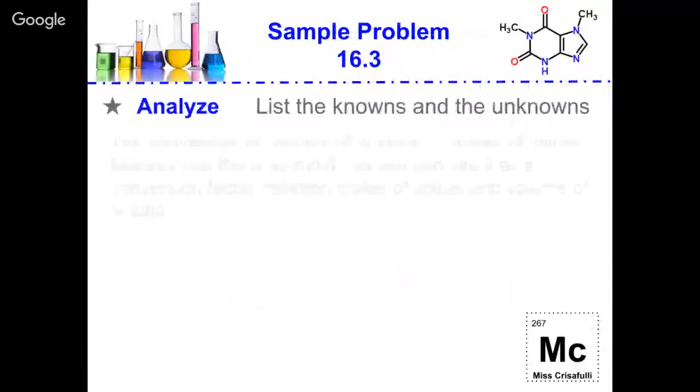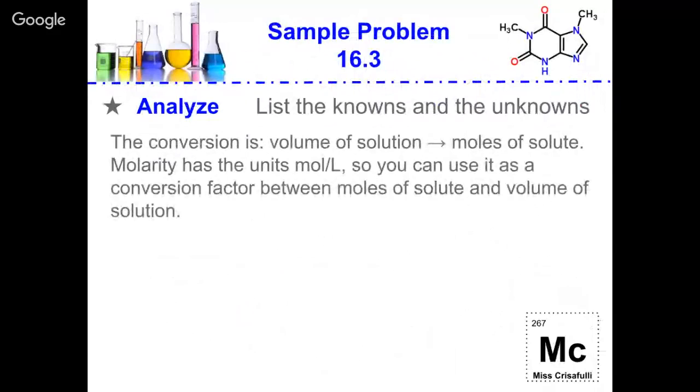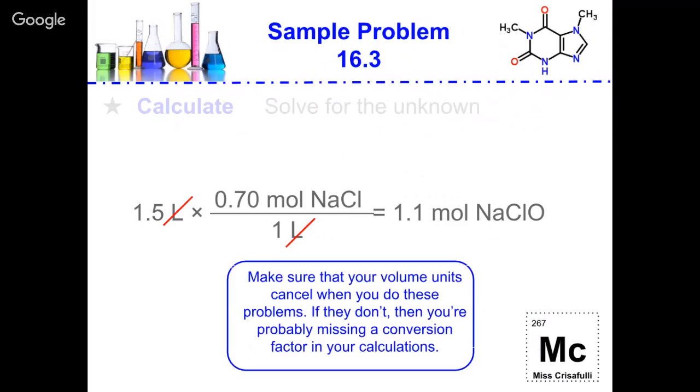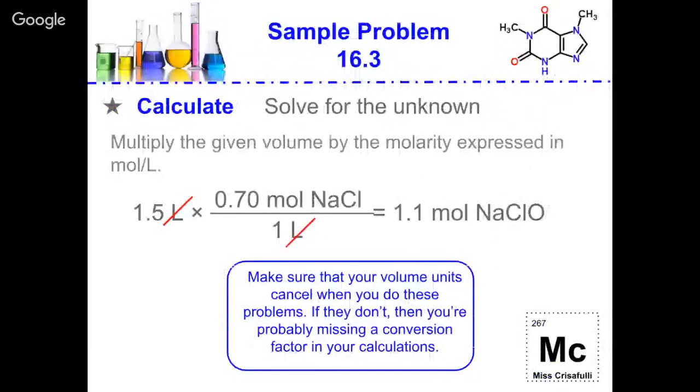So again, we're going to set this up as a conversion. You can see that a lot of the problems that we have solved over the year are just conversion problems. So we know what our knowns are. We have a volume of 1.5 liters and the molarity is 0.7, and we don't know how many moles that is. So we're going to multiply our volume by the 0.7 moles over 1 liter. Make sure that we understand that 0.7 moles per 1 liter is big M.